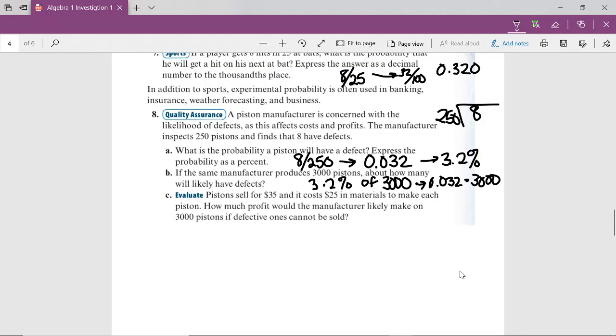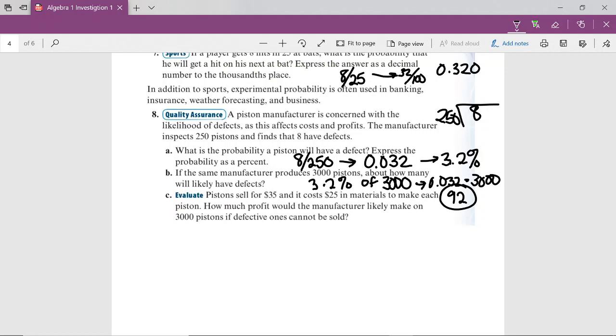So when we do this and take some time to actually figure that out, pause the video, multiply it out, it comes out to be about 92 pistons that in 3,000 would possibly have defects. Now we're going to look at a lot of different pieces to this. What it says is pistons sell for $35. It costs $25 in materials to make each piston. How much profit would the manufacturer likely make on 3,000 pistons if defective ones cannot be sold?